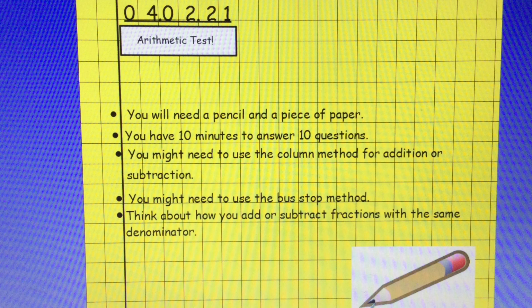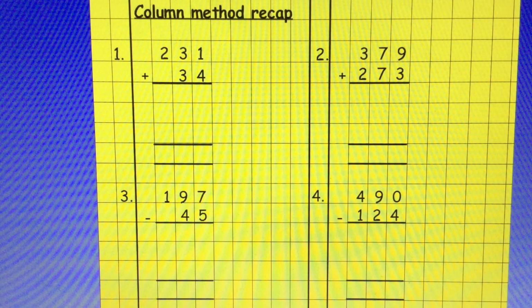Before we have a look at the questions today, we're going to have a quick practice on some of the methods that you may need for today's test. The first thing we're going to have a quick practice with is the column method for addition and subtraction. So grab yourself a piece of paper and a pencil and follow along with me.